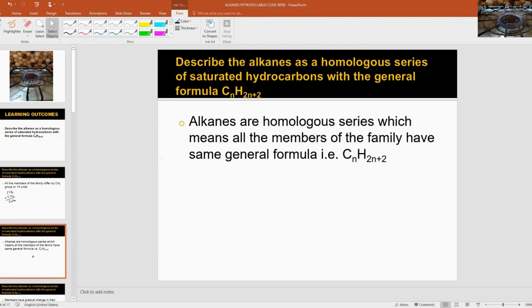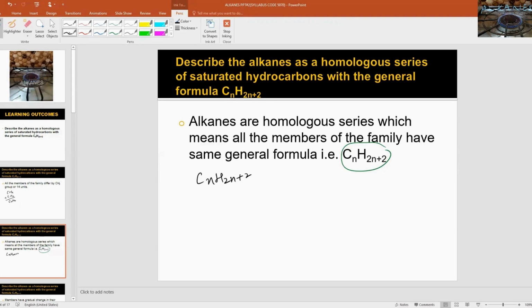Let's take some examples. First of all, you have to learn the general formula for alkanes, which is CnH2n+2. This is a general formula. I have circled it with green. If you know the value of n, then you can work out the molecular formula of different alkane members. n represents the number of carbon atoms in an alkane molecule, which means it is a number.